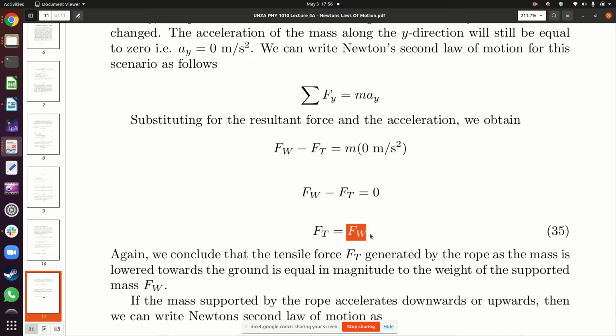So again, in the case where your box moves up or down at constant velocity, in that particular case, the tension is also equal to the weight of the box. So whether the box stays motionless, supported by a rope, or the box moves at constant velocity, the tension is the same. It is equal to the weight of the box.